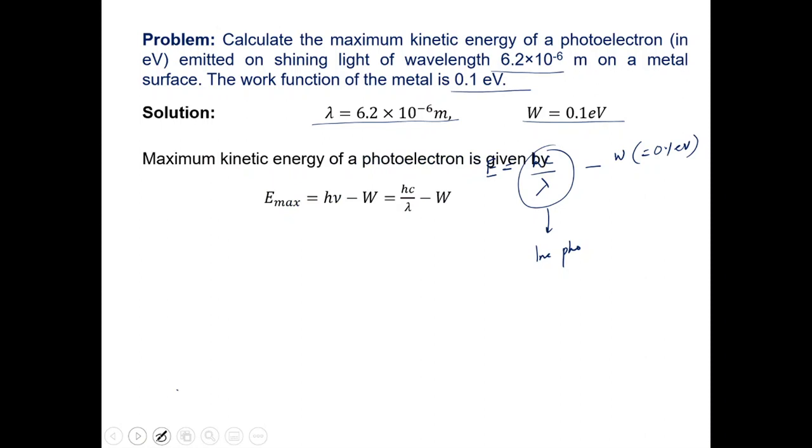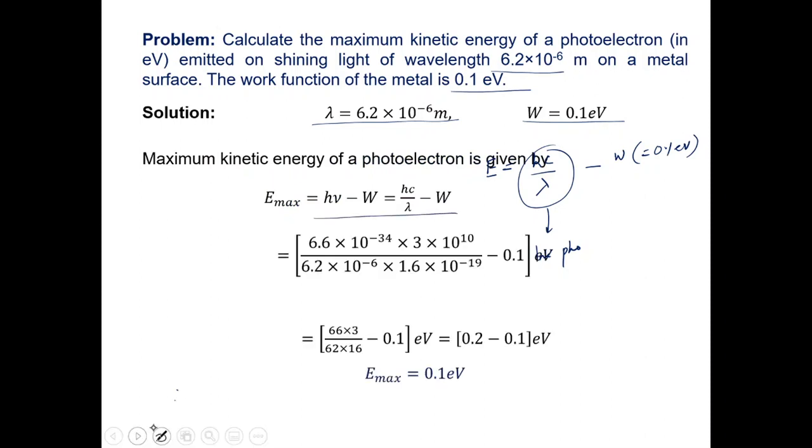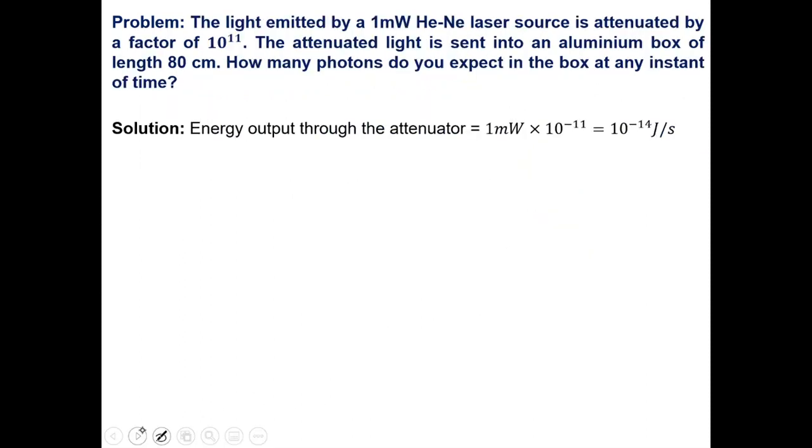Now we feed the values here. This is the equation which I was talking about. We feed the values. We find the energy of the ejected electrons is 0.1 electron volts. Let's look into the next problem.